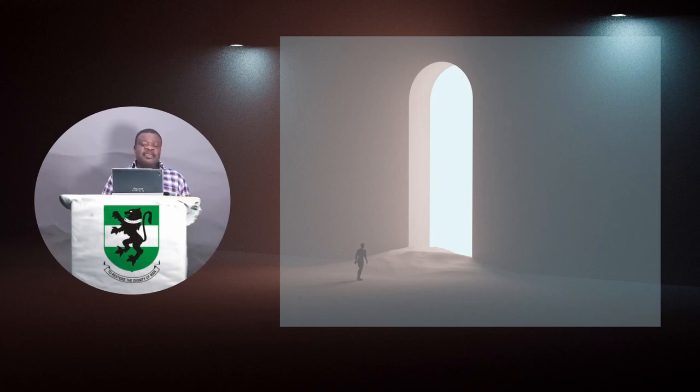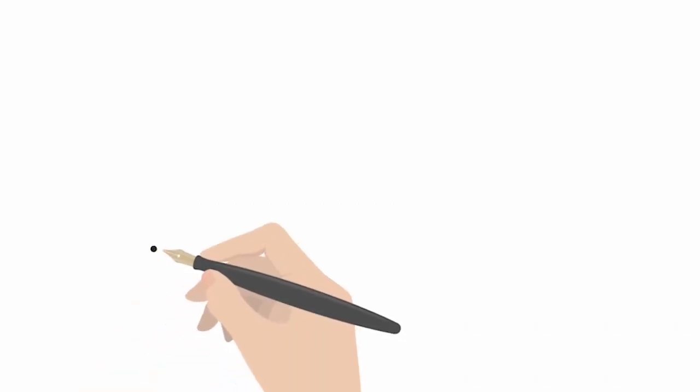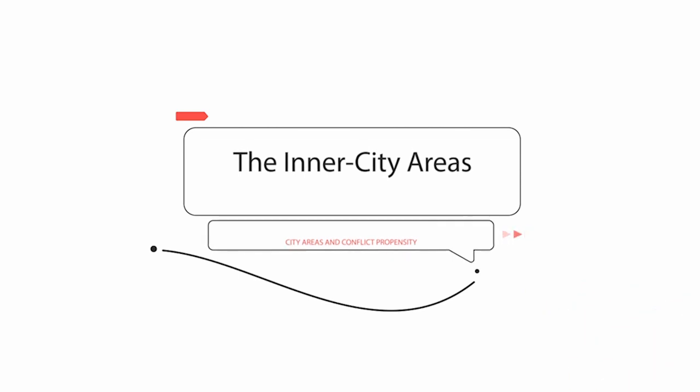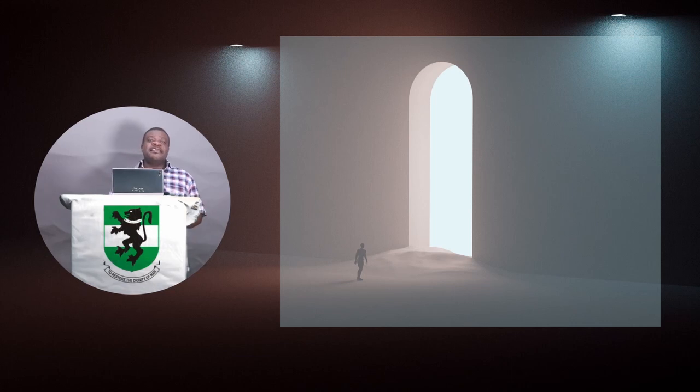The second city area is what is called the inner city areas. The inner city areas are like the areas immediately outside the central business district. In most urban areas, the inner city areas were the areas of first development, and they became neglected as activities moved into the central business districts. So they are usually very close to the central business district, and this can promote opportunistic crimes, and conflict can also be very rife.